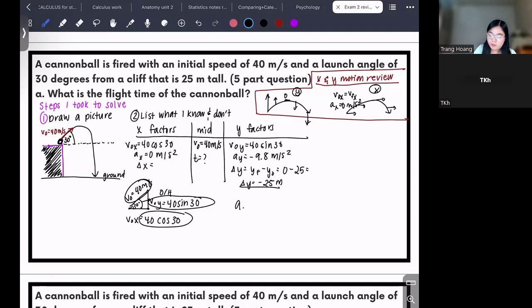So we're going to solve for part A. What is the flight time of the cannonball? Since time is in our middle category, we can solve for it with either the x or the y factors. In this case, we need to ask ourselves, what do we have more of? We don't have change in x, but we have change in y. So our y factors are more plentiful, they're inviting us, and we are going to use the y to solve for time.